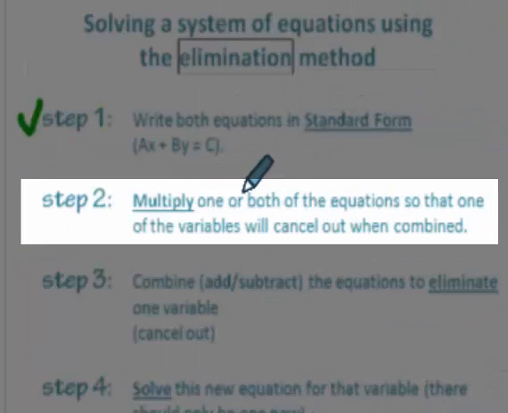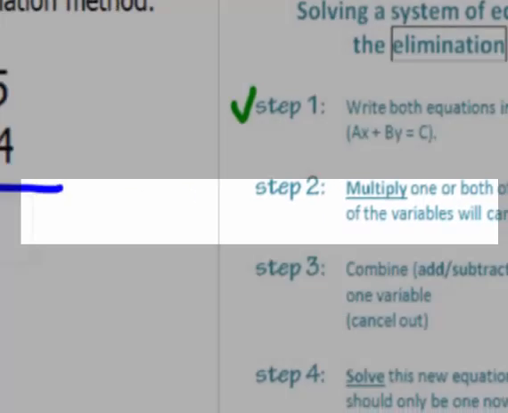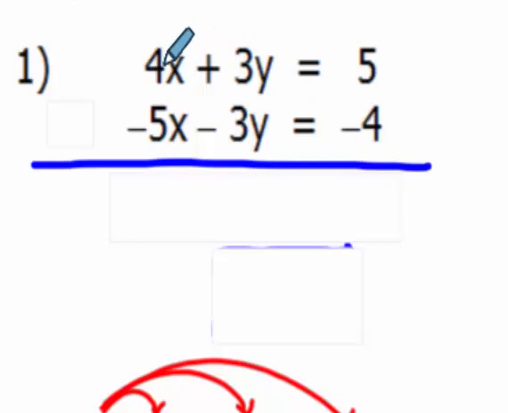Then it says multiply one or both equations so that one of the variables will be canceled out when combined. So what that means is we can look at our x's and our y's, and if we add or subtract the 2 equations, will we be able to get rid of one of the variables by doing that? If you look at your y's, they both have the same coefficient, 3, and they're opposite. That's the key, we want opposite but the same. Same number, different sign. And so we have 3y, negative 3y. If we add these 2 equations together, those will cancel out.